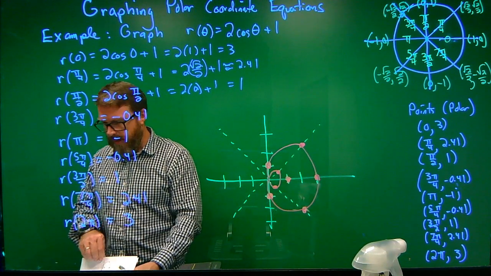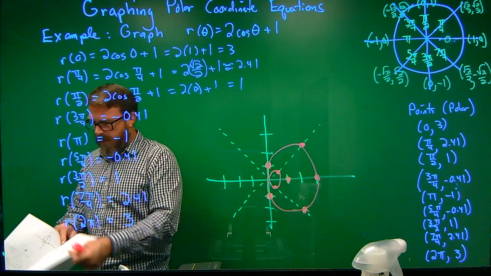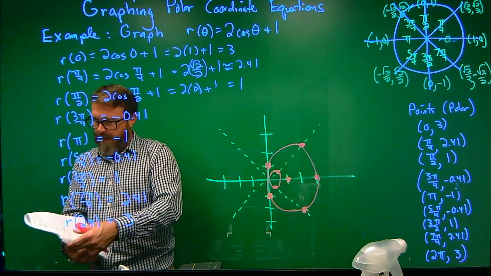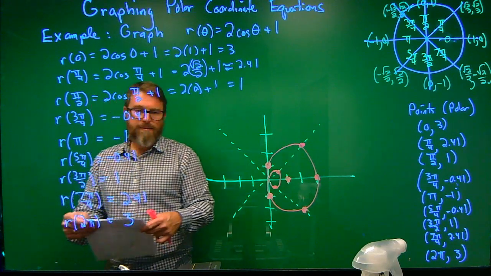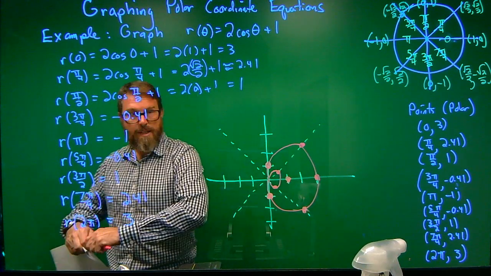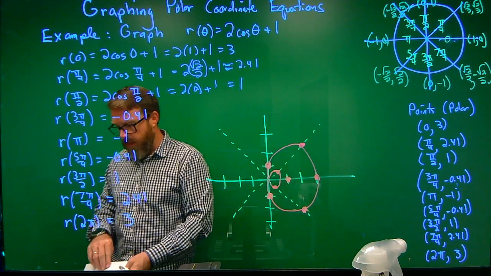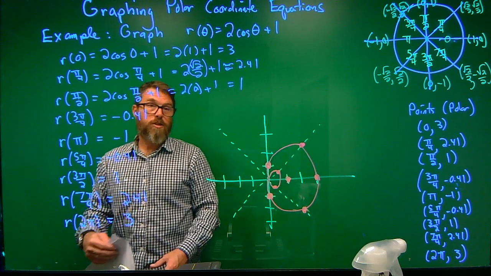So that's what we get. Now, this thing, they have a name for it, and it's called a limaçon. Probably brutalized that, but that's what it looks like. So we're going to do another one that's a cardioid, and then we'll see why they actually call it that.